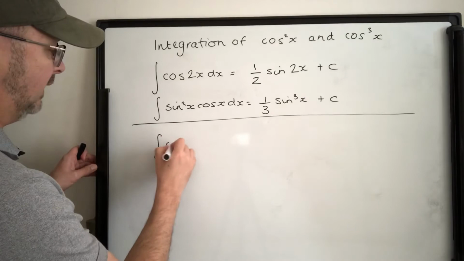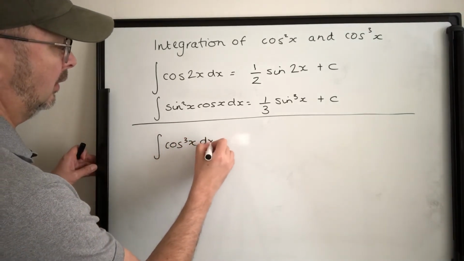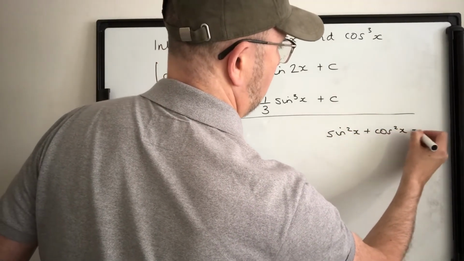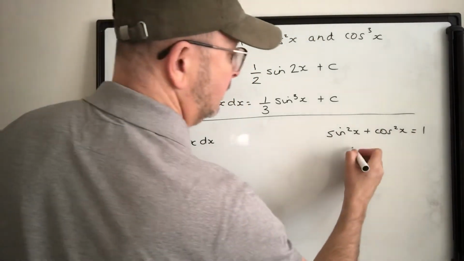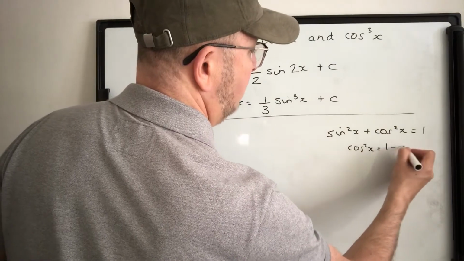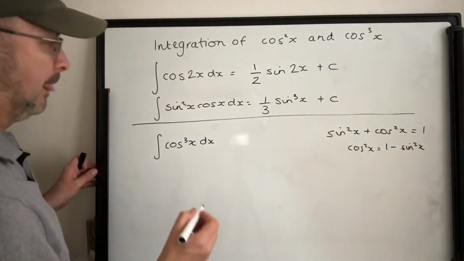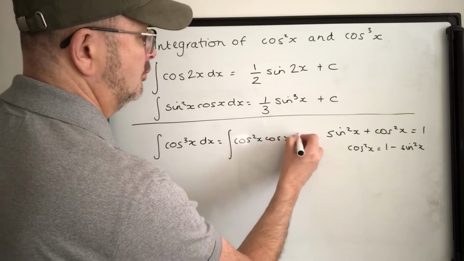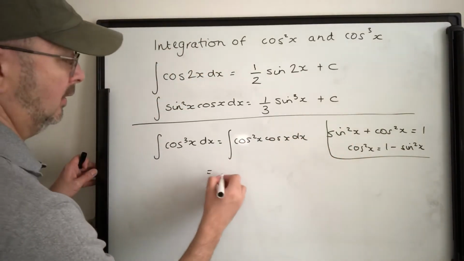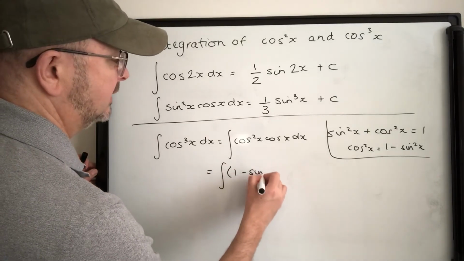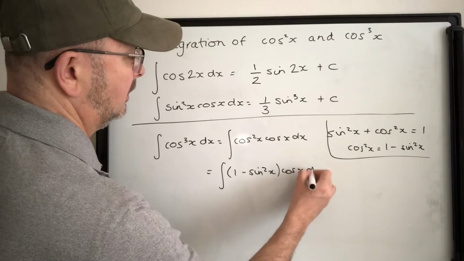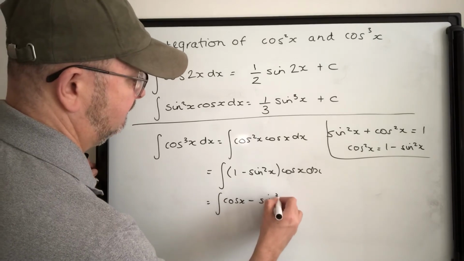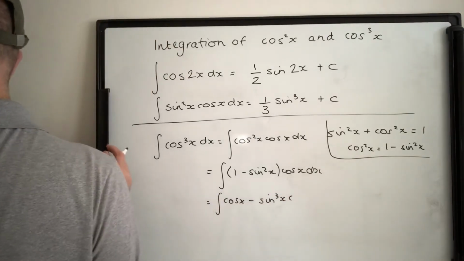Now the integral of cos cubed x requires sine squared x plus cos squared x equals 1. And we want cos squared x, so cos squared x is 1 minus sine squared x. So if we write this as the integral of cos squared x times cos x, box that off. So this is 1 minus sine squared x times cos x. Expand out.